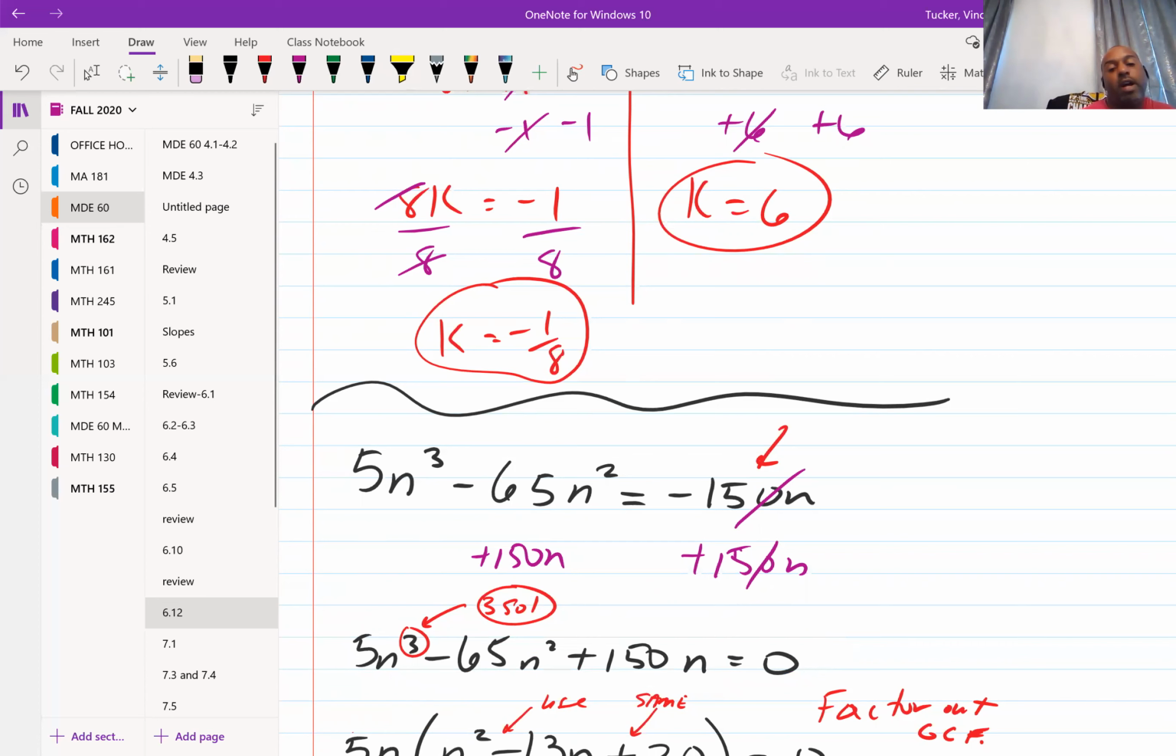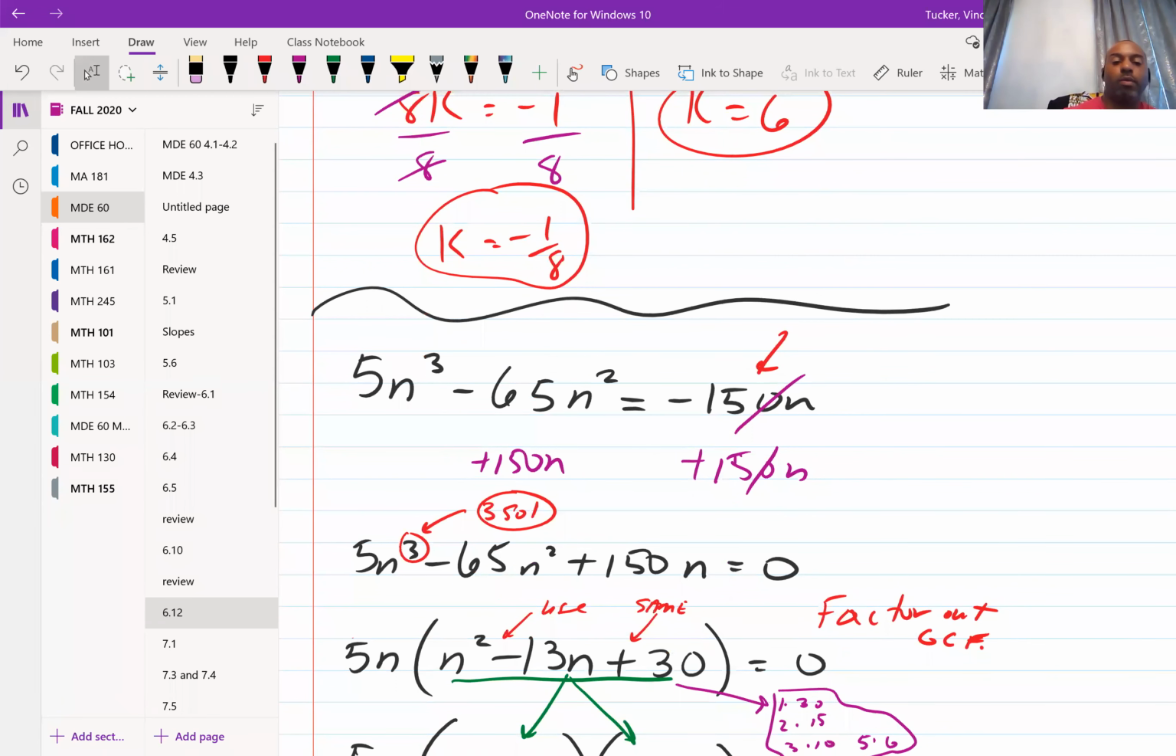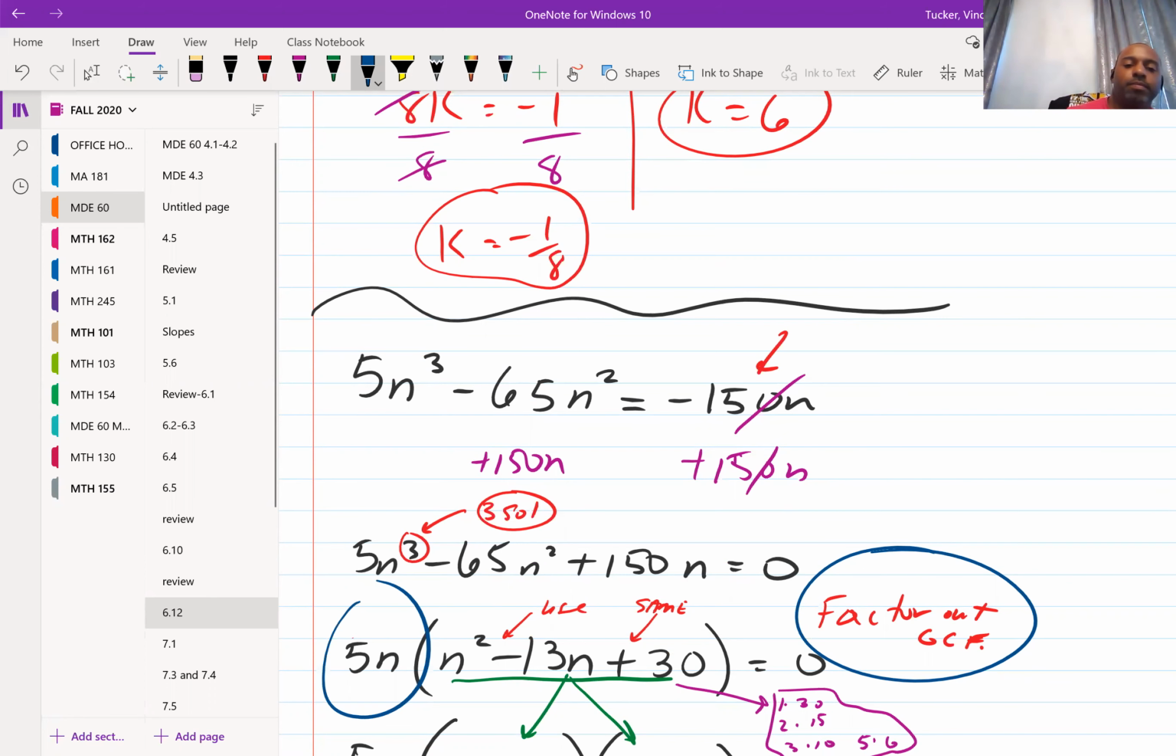So now looking at our highest exponent, that is 3. So that means we should get 3 solutions this time. And so what we can do first, remember, we should always be looking for it. If it's there, factor out the GCF. And what I did was I factored out 5n from each term. And that leaves us with n squared minus 13n plus 30 on the inside of the parentheses.